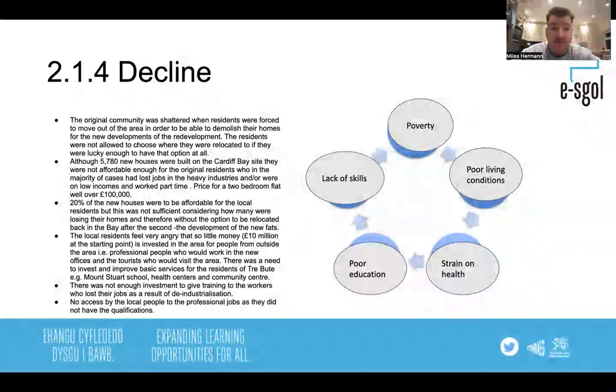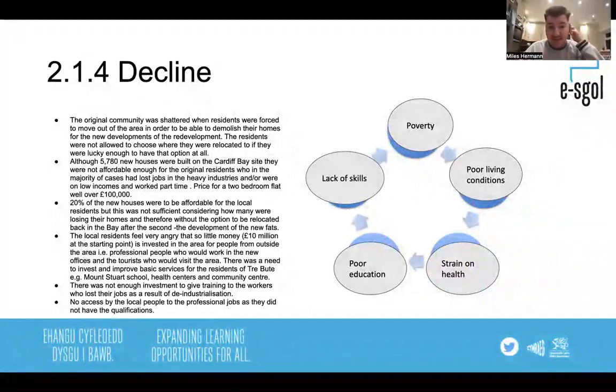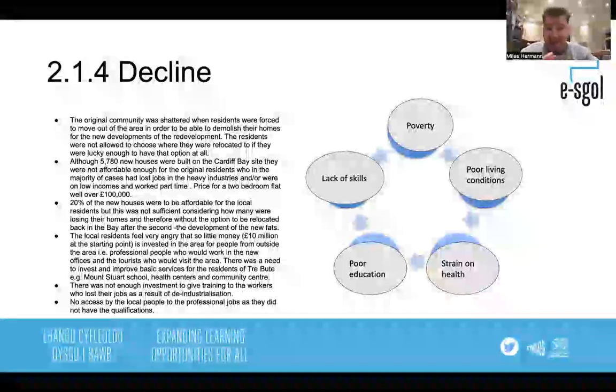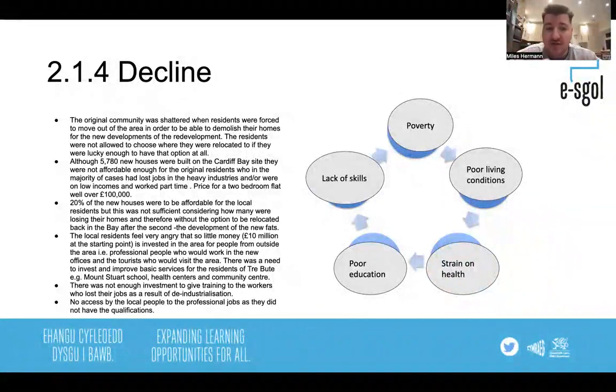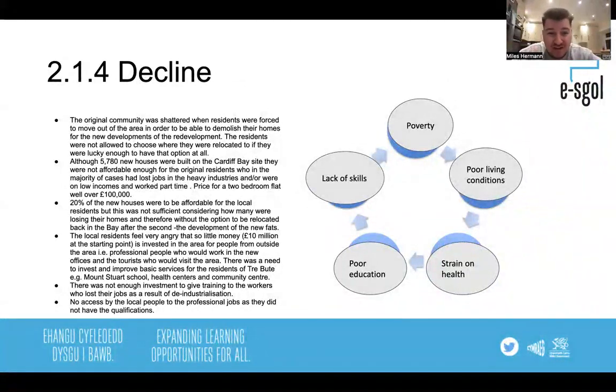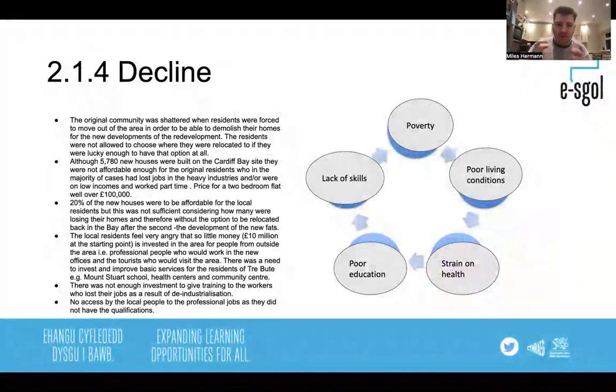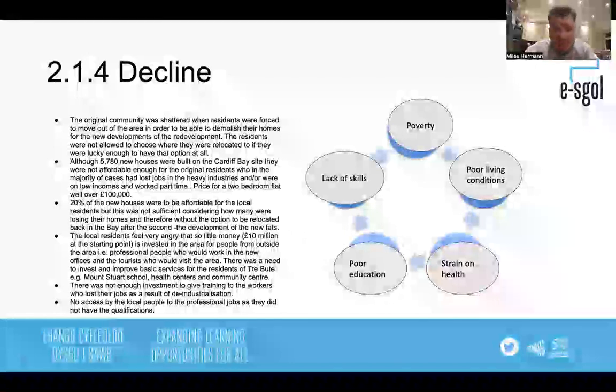5,780 new homes were built on the Cardiff Bay site. However, these just weren't affordable for the original residents, and people that had lost jobs in their heavy industries. The new jobs that they had were low income and maybe part-time, temporary work, and the price of a two-bedroom flat was over £100,000. 20% of the new houses were to be affordable for the local residents, but this was not sufficient considering how many people had lost their original homes and were out of work, or out of professional work. The local residents felt that the area was no longer for them. It was the professional people that they wanted, not the original residents of Tiger Bay.